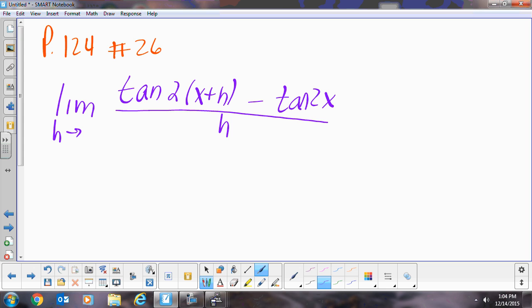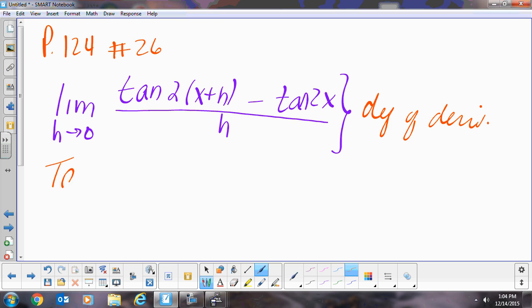Now, what is this? Exactly, it's the definition of derivative. So basically, what are they telling you to do? Take or find the what? The derivative. You with me? That is what they're asking us to do.